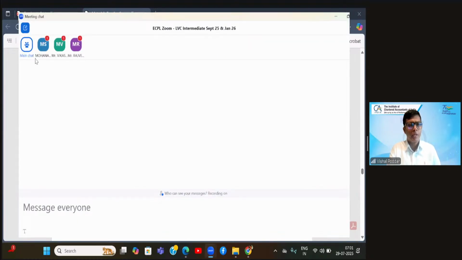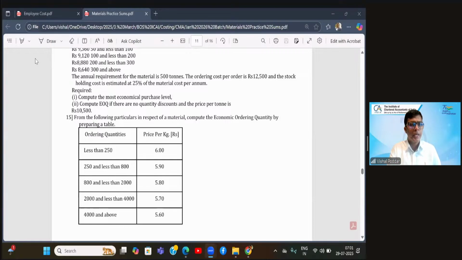We had a very detailed deliberation in the previous two classes on material related topics. Now, for more than half an hour, we'll complete the remaining material concepts. Then we'll take up the next topic, that is labor.